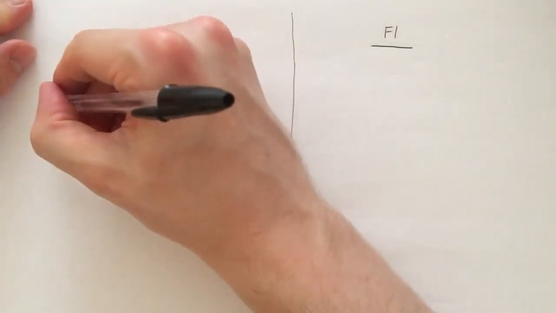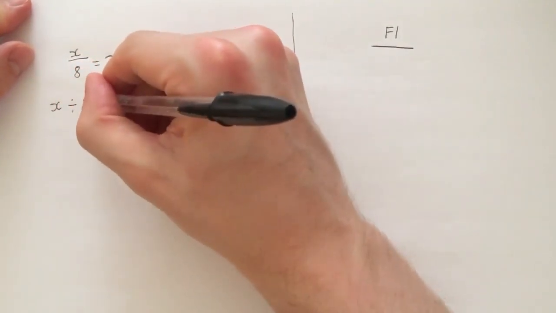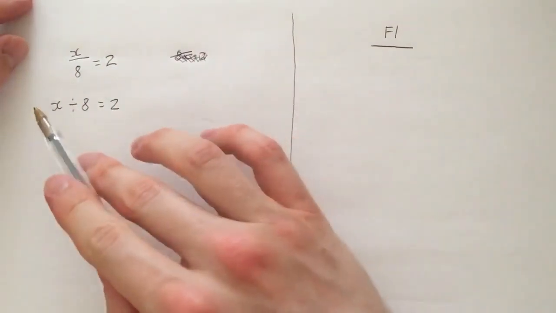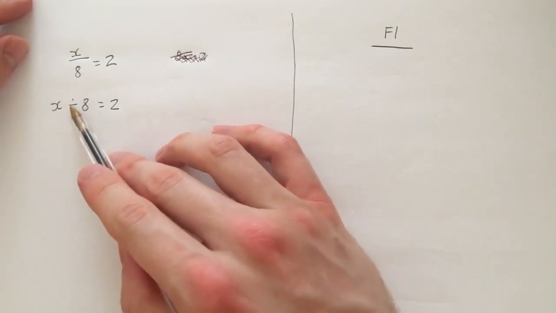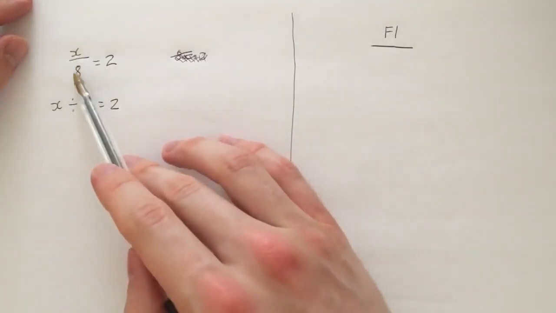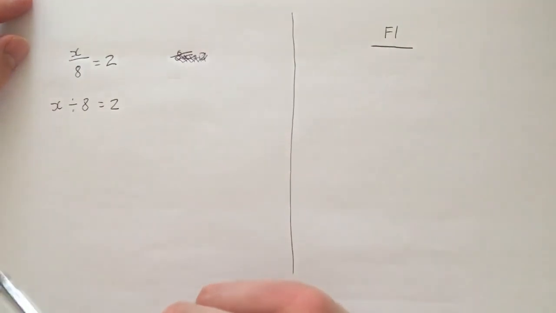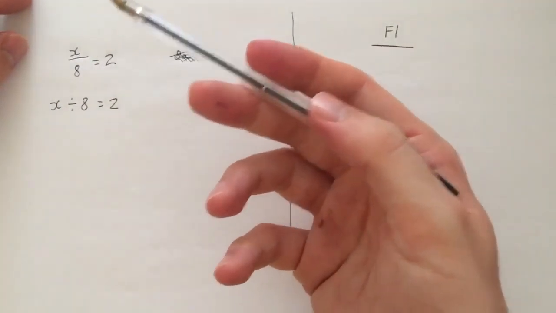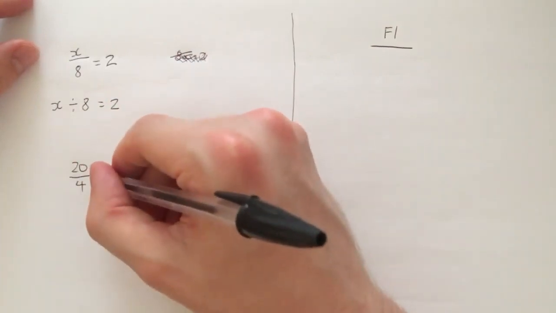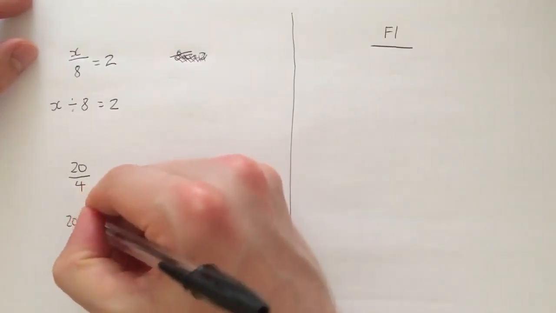So I'm going to rewrite that. X divided by 8 equals 2. That's what it means. So something, when divided by 8, the answer is 2. So that's how you need to look at what it says here. In a calculator, you could literally type in 20 divided by 4. It means the exact same thing.